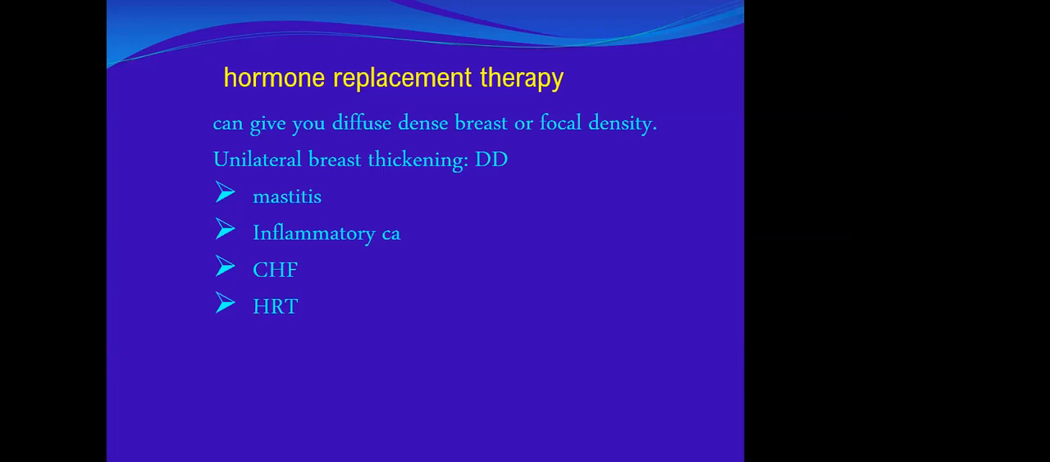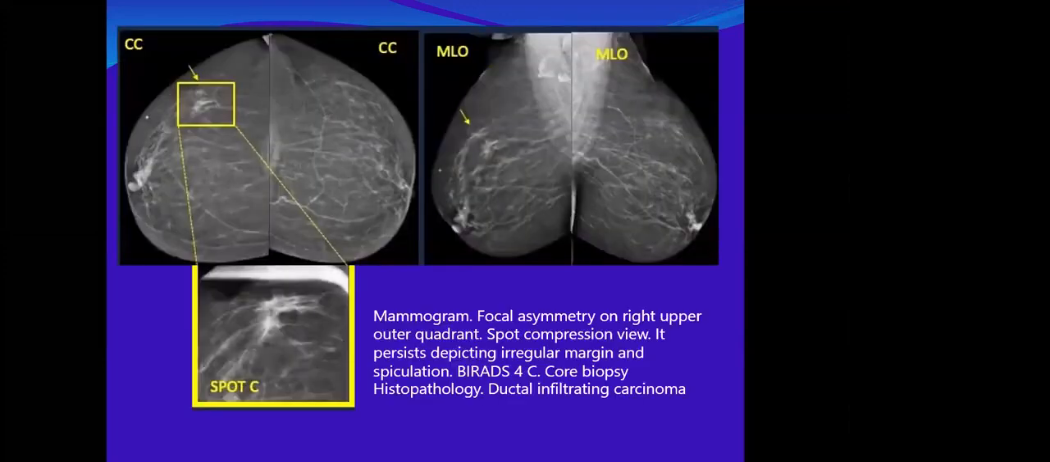And here the differential diagnosis, if it is unilateral, will be mastitis, inflammatory carcinoma, congestive heart failure, and as we mentioned, hormonal replacement therapy. And if it is bilateral, congestive heart failure is still there, or rarely it can be bilateral inflammatory cancer or mastitis. Okay, and what about this patient here?